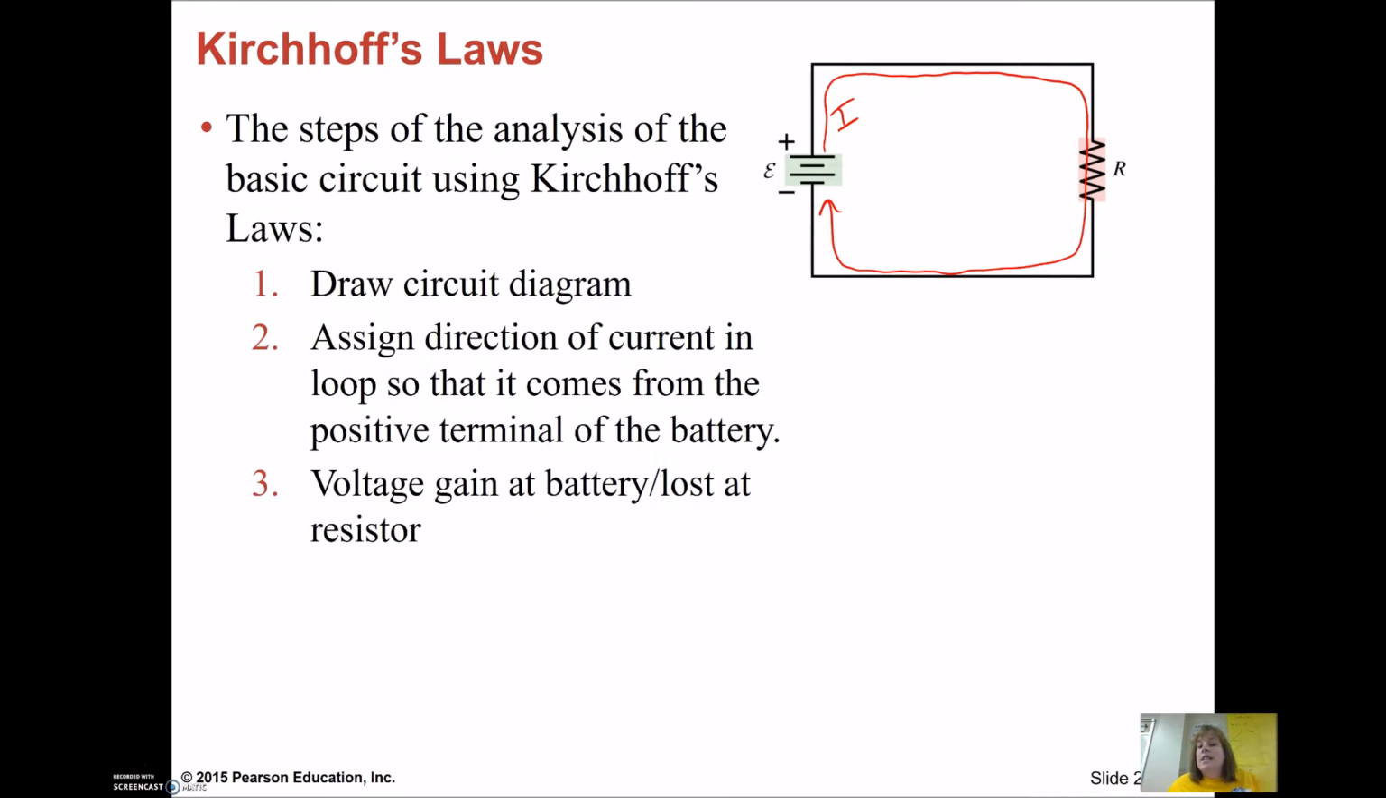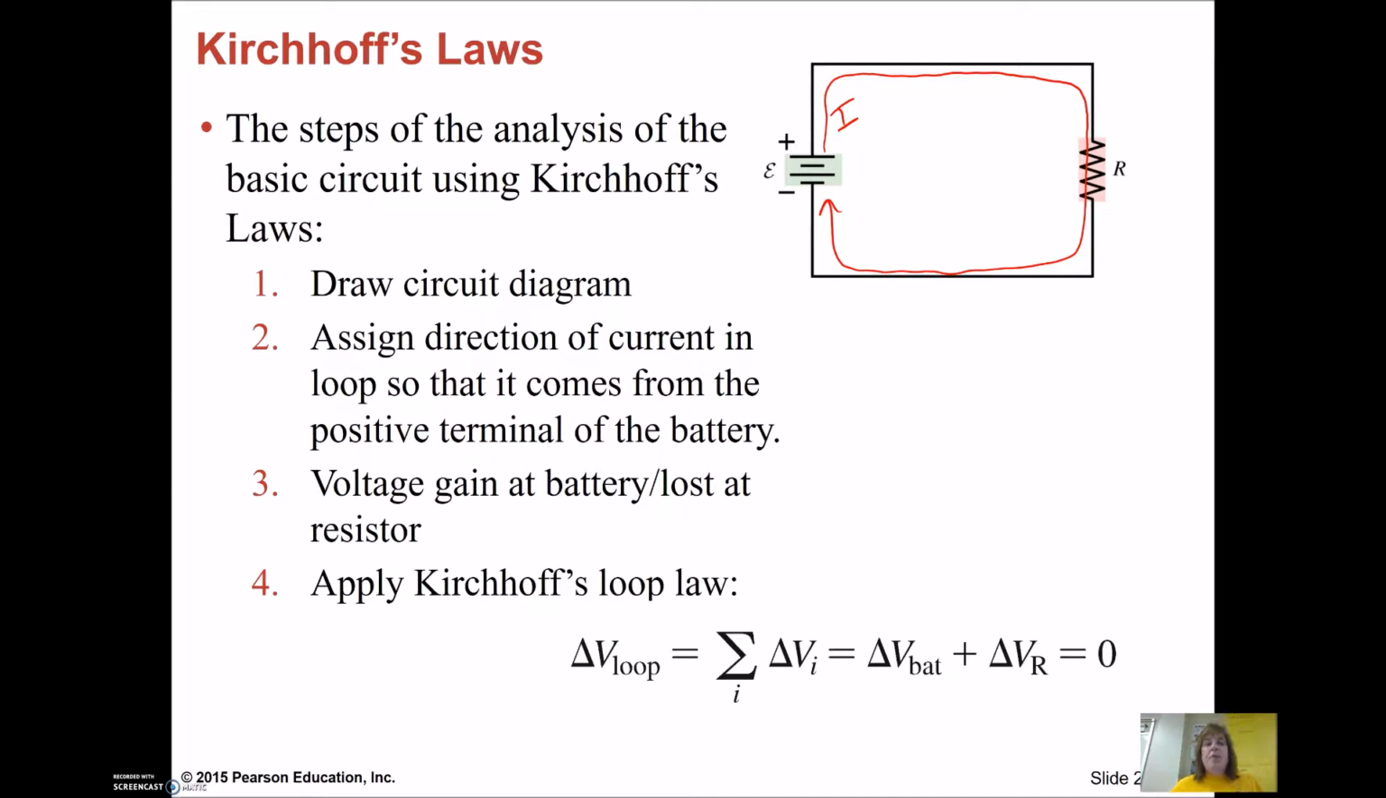Now, we always gain voltage at the battery when we draw current this way, and we always lose voltage at the resistor. So we're going to apply Kirchhoff's rule, which says the sum of the voltages has to equal 0. So the voltage at the battery plus the voltage of the resistor has to be 0.